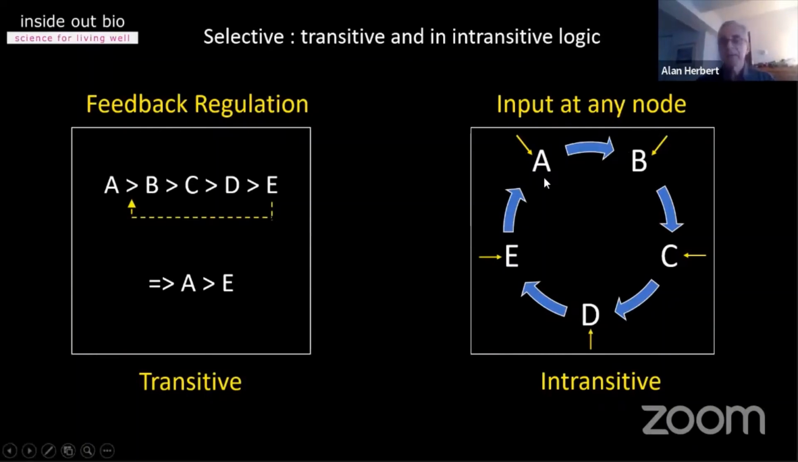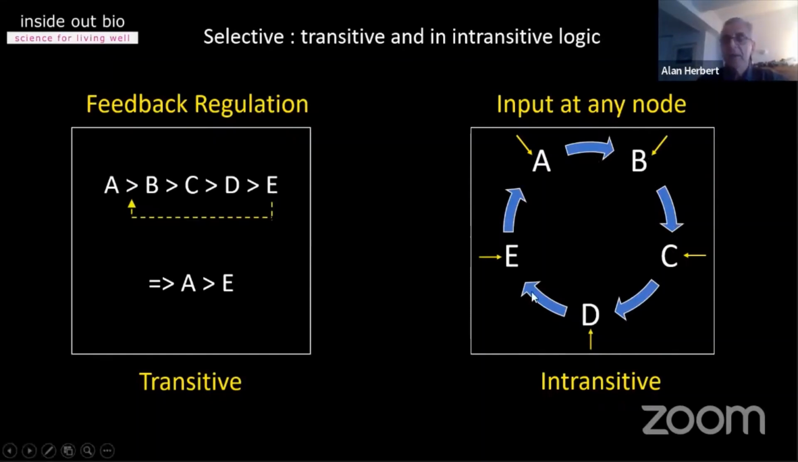The other advantage of the intransitive system is that you can have inputs at any level that can produce outputs at any other level, whereas in the transitive system, you don't get such flexibility. The transitive system limits variability, which makes it programmable, and that's why we like it, because we can control the variability. But this system here is built for generating diversity. So it's a different logic that's present in cells.